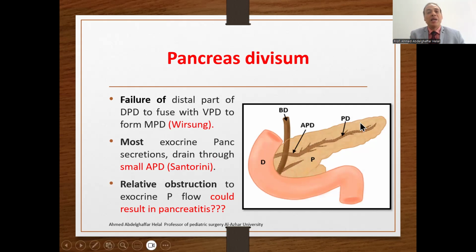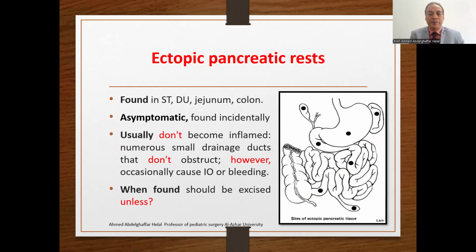Here, what happens? All exocrine pancreatic secretions from the body and the tail of the pancreas will be drained through the accessory pancreatic duct. What's the problem? This accessory pancreatic duct is small and also opens at the minor duodenal papilla, not the major duodenal papilla. So this excretion may be inadequate and could result in some cases in the development of recurrent pancreatitis.